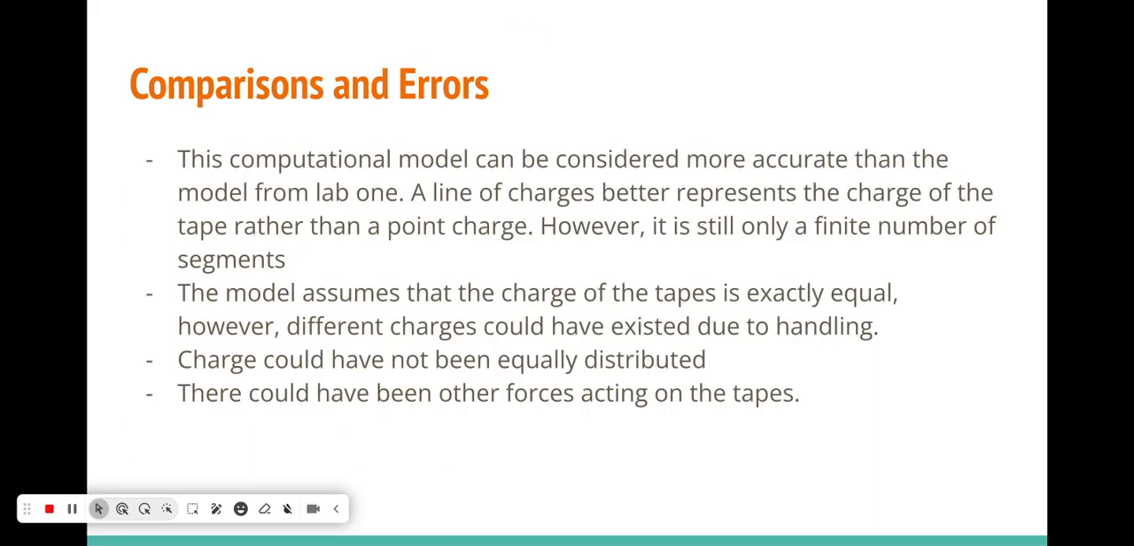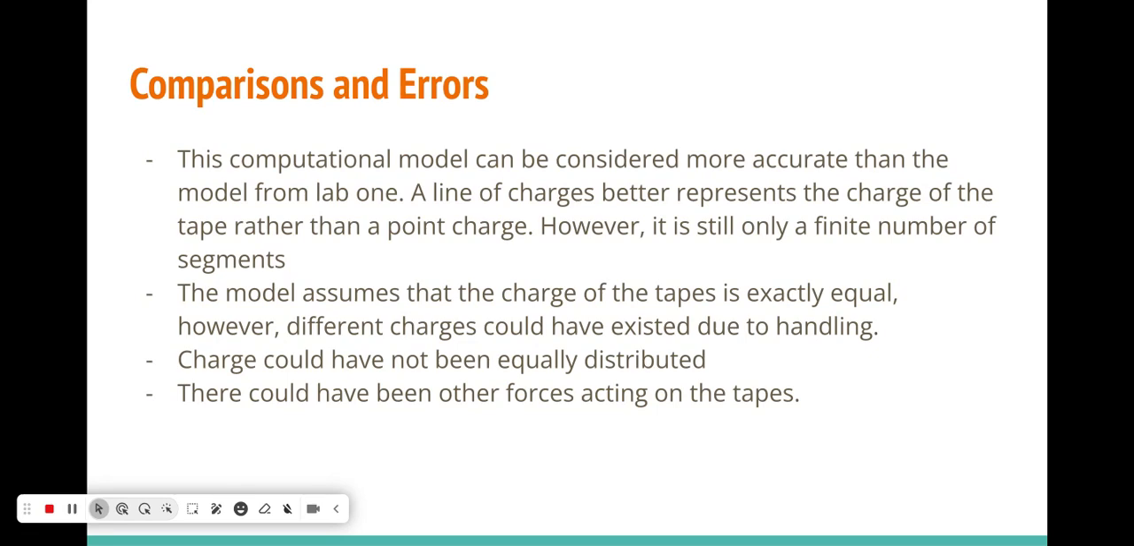And then another function is written for a vector to show the net electric force as well as the gravitational force. So some comparisons and error between our lab and the previous lab. The computational model can be considered to be more accurate as it's using a line of charge rather than a point charge. A line of charge is better representative of the model of the tape. However, it's still only a finite number of segments that we use, so it potentially could be more accurate if we use an integral rather than just the sum of the 10.